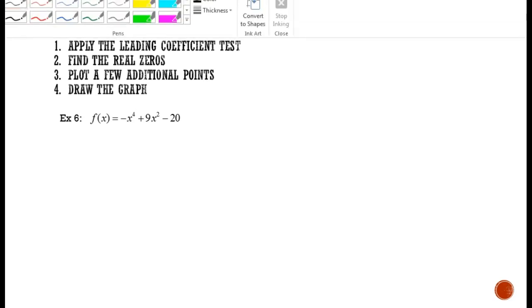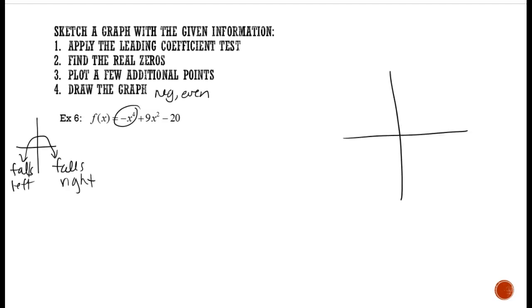All right, again, look at just the generic formula. Look at our leading coefficient. It's negative and it's even, right? So remember, what did a negative even graph kind of do? It falls. Falls left and it falls right. Right? That gives us an idea what the ends of our graph are going to do.